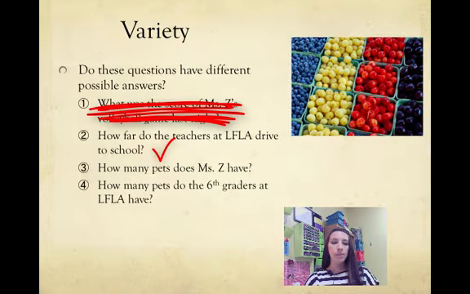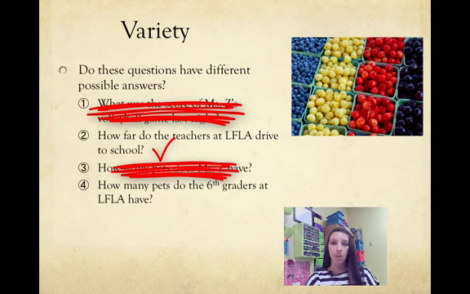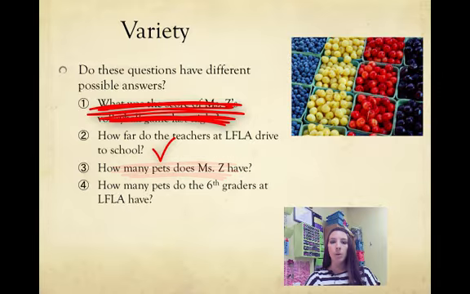All right, so how many pets does Ms. Zeider have? That answer is 2, and that answer won't change depending on who you ask. The fact is that the answer is 2, so that question does not have variety. How many pets do the 6th graders at Live for Life have? Well, it depends on which 6th grader you ask. Some might have 0 and some might have 9 pets. So that question does have variety.